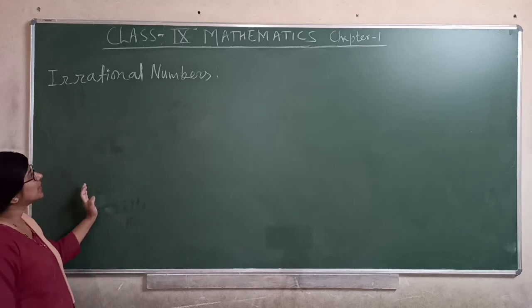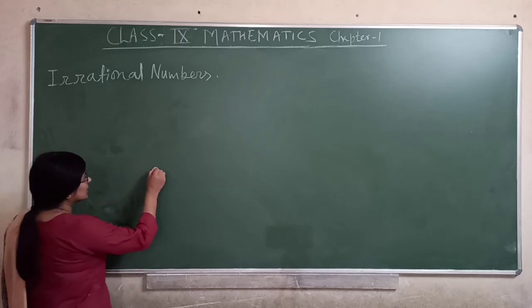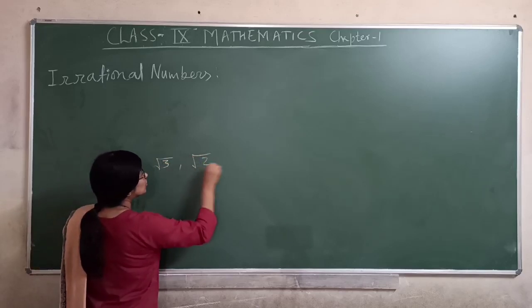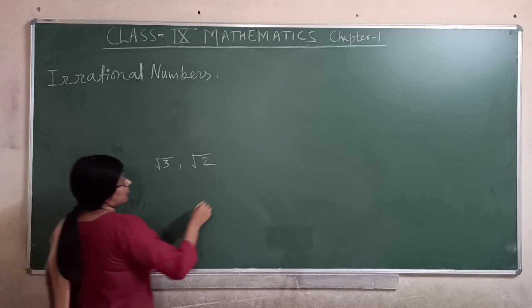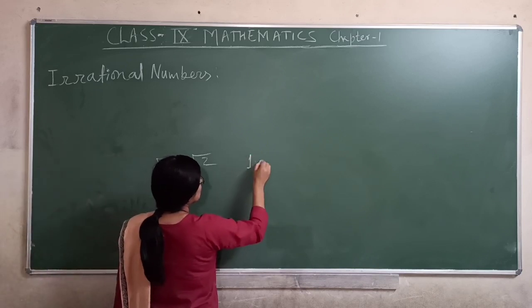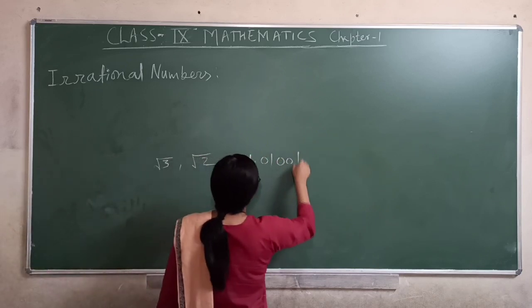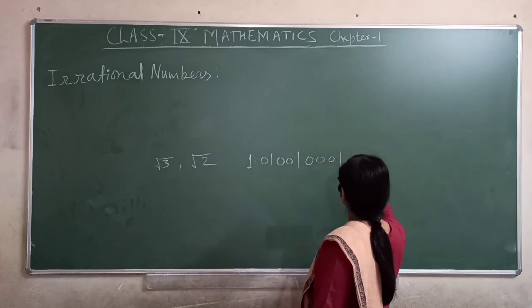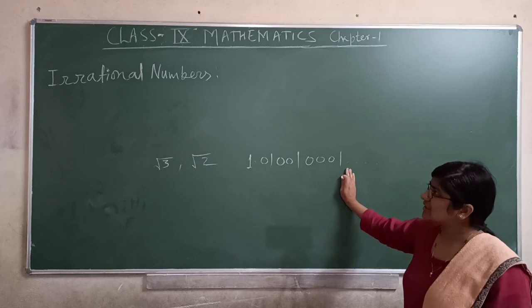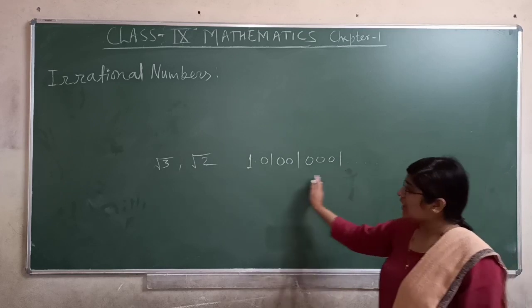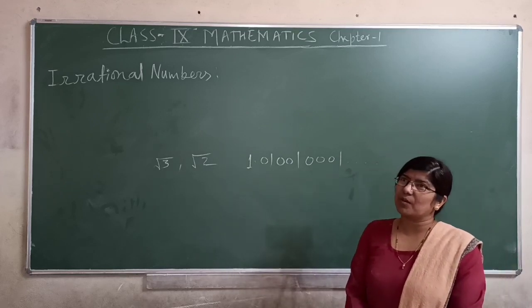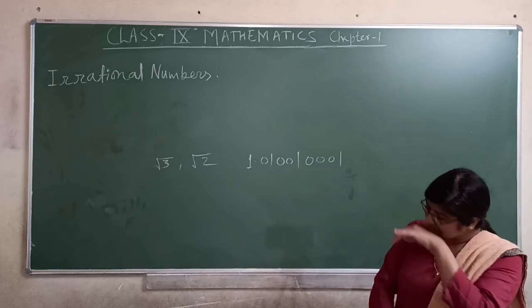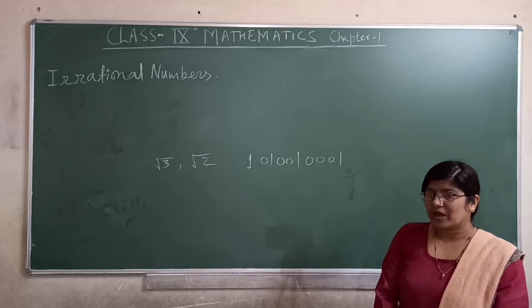Numbers that we can't express in terms of P upon Q, like root 3, root 2 and 1.010010001..., are irrational numbers. Okay.